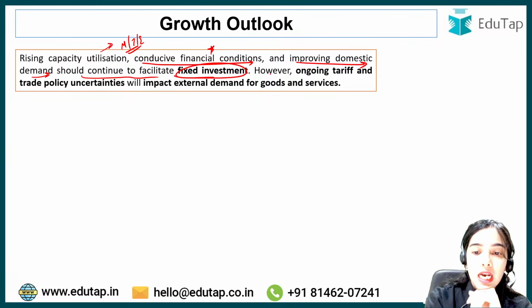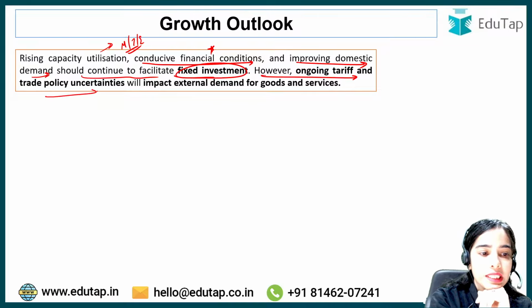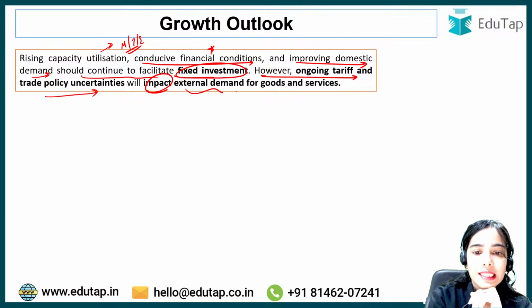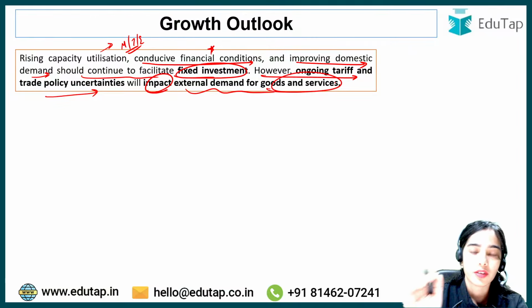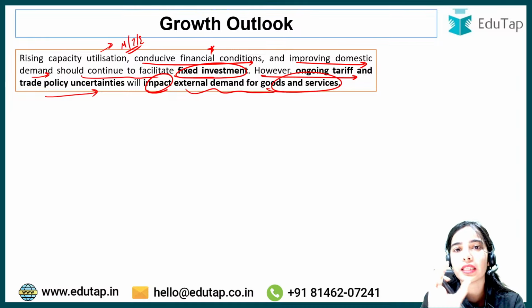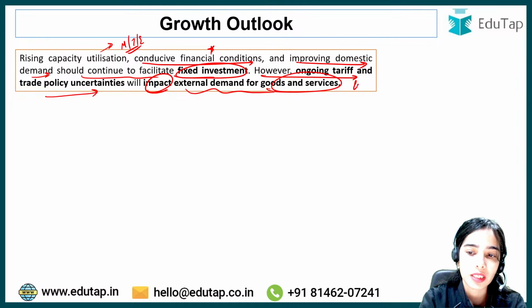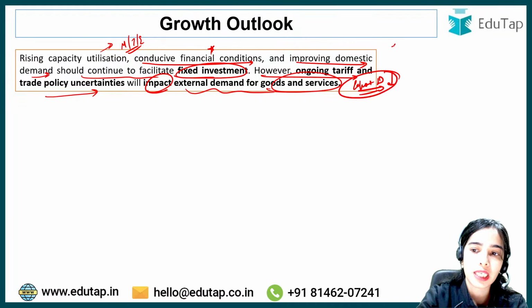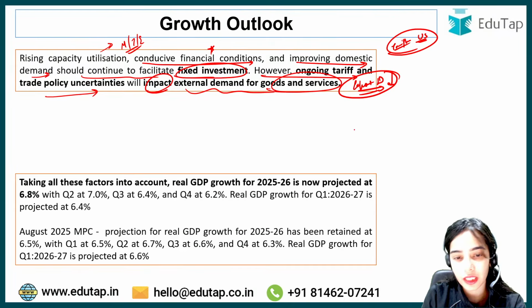Okay. However, ongoing tariff and trade policy uncertainties will impact the external sector for goods and services. Okay, so because of the tariff, because of the trade policy uncertainties, there will be a problem in the export. There will be problem in the export demand, or the export demand can decrease because of the tariffs that are being imposed by the US, or because of the trade policy uncertainty, the export demand might reduce.